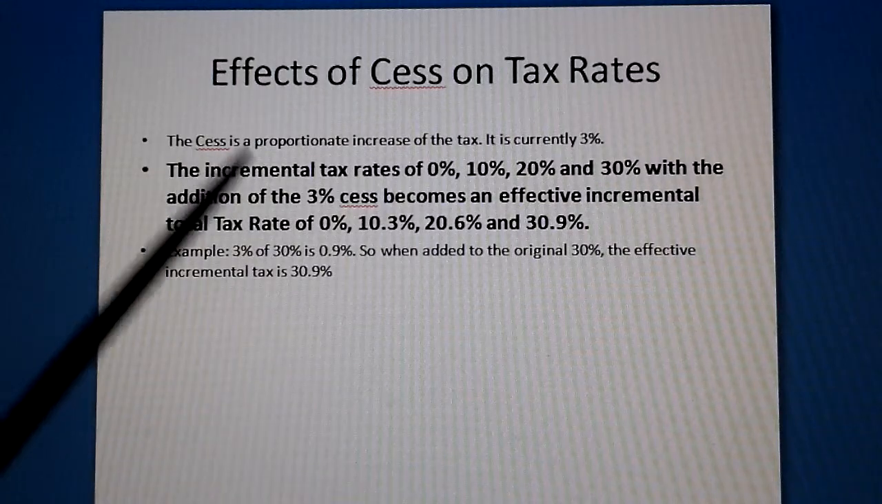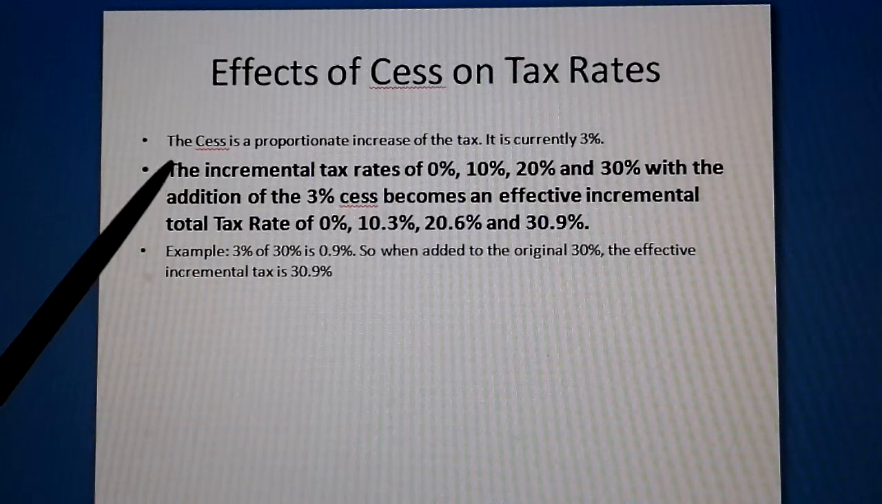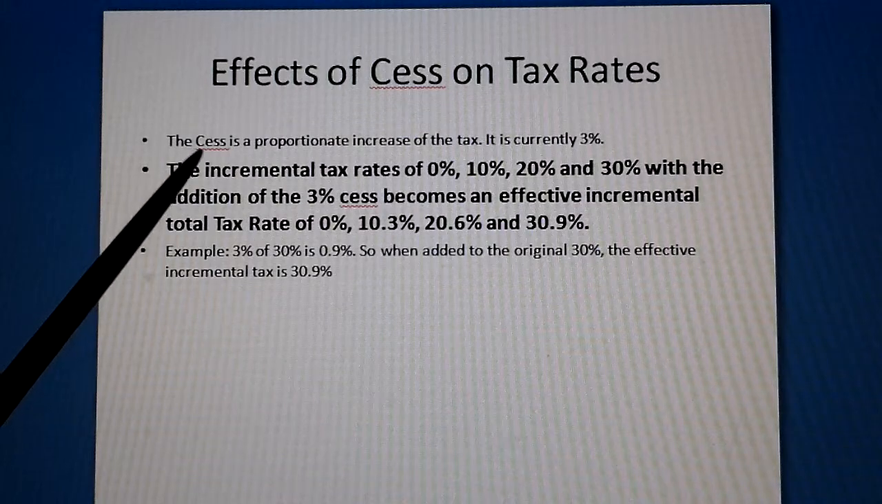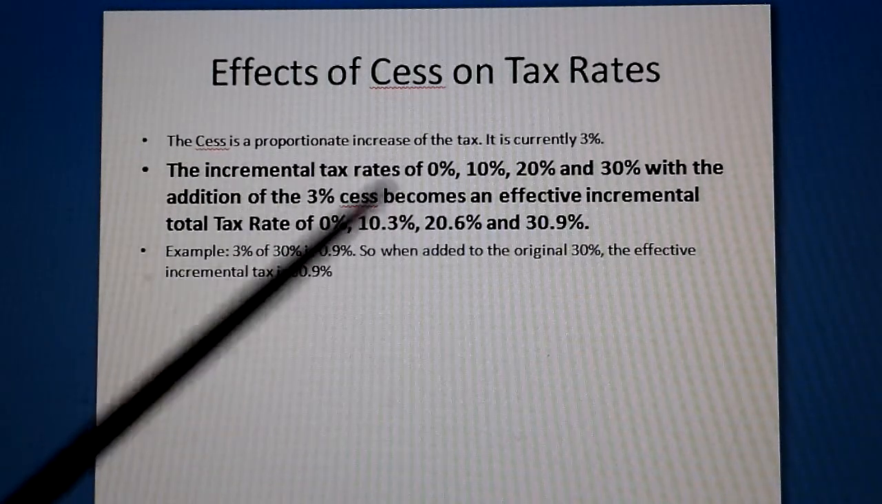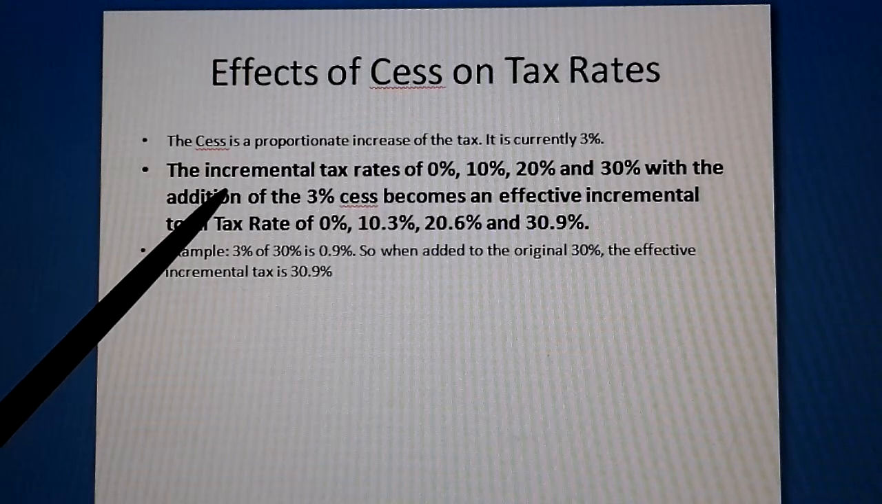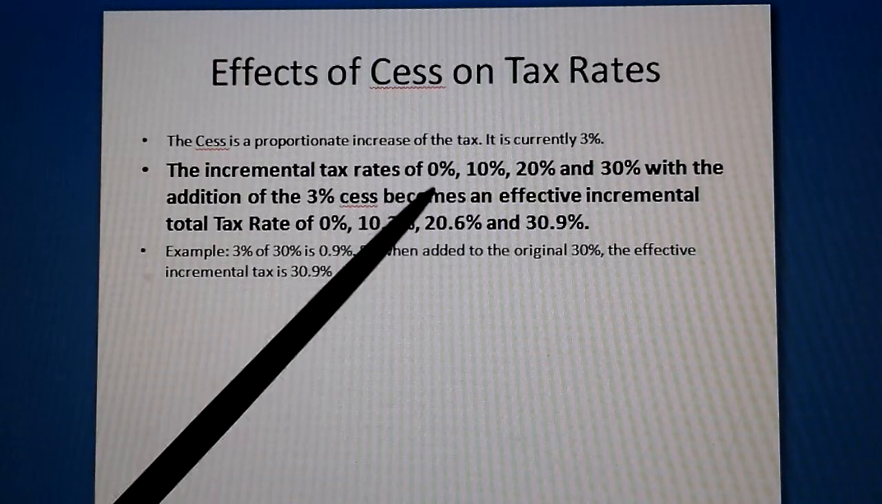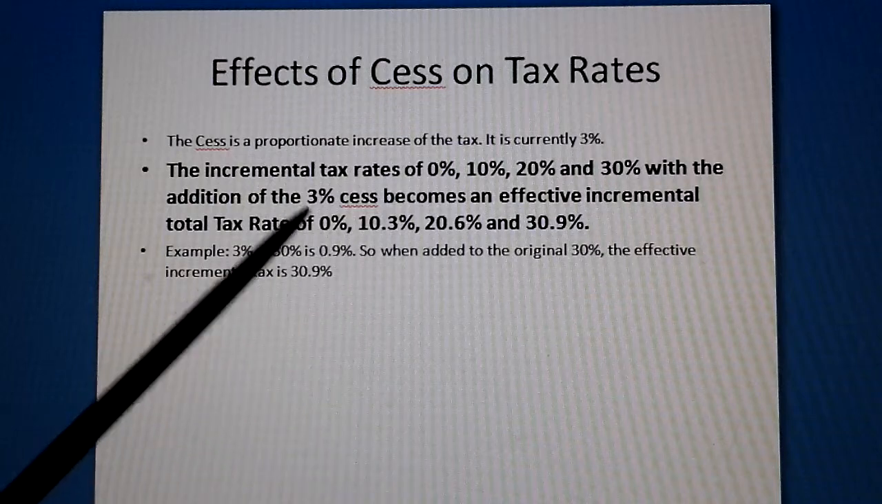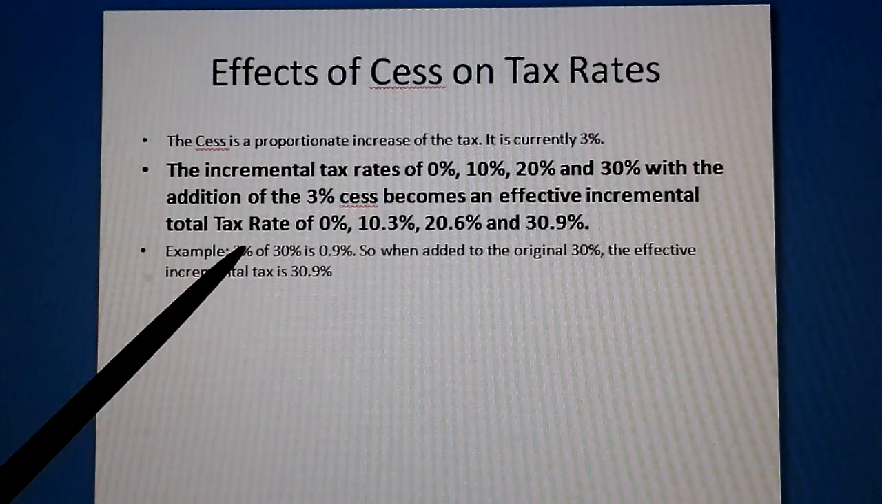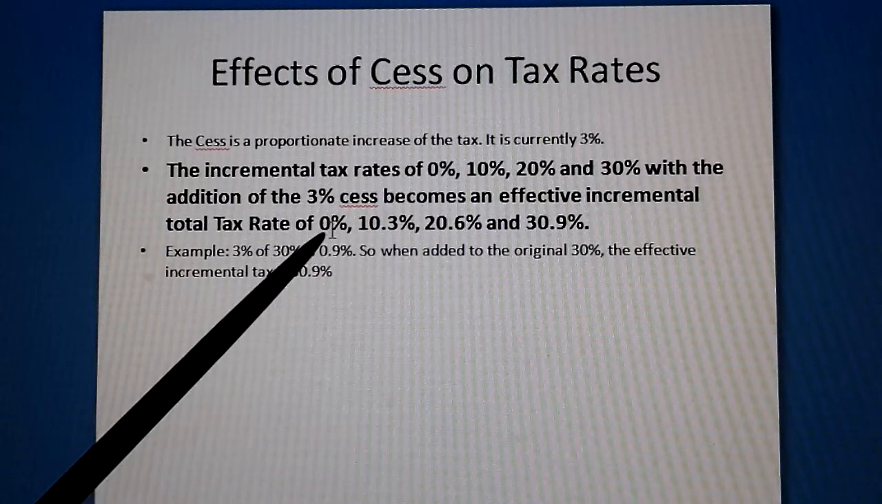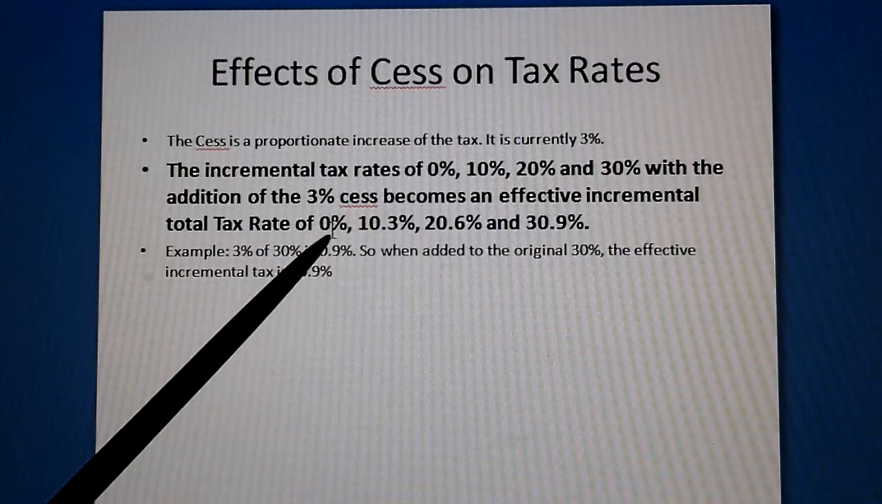Now, the effects of cess on tax rates. The cess, remember, is a proportionate increase of the tax. It is currently 3%, the 2% plus 1%. So the incremental tax rates of 0, 10, 20 and 30 with the addition of the 3% cess become an effective incremental total tax rate of 0. That doesn't change. If you have no tax, there is no cess either.